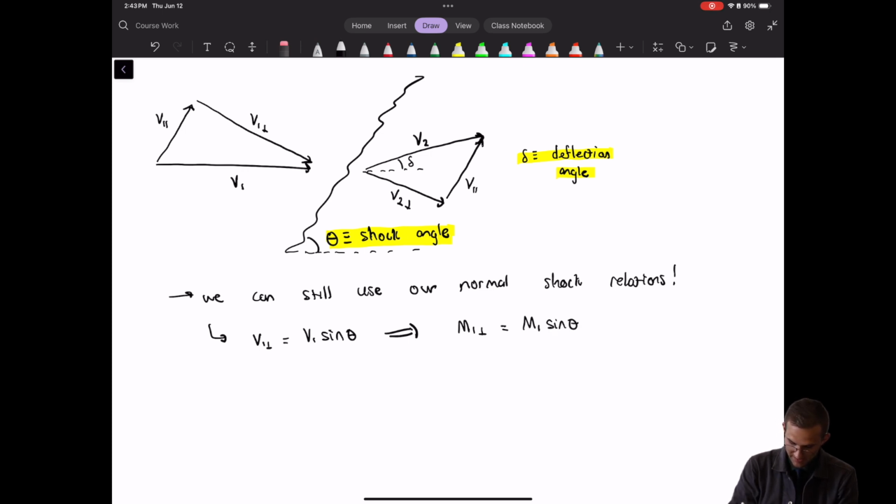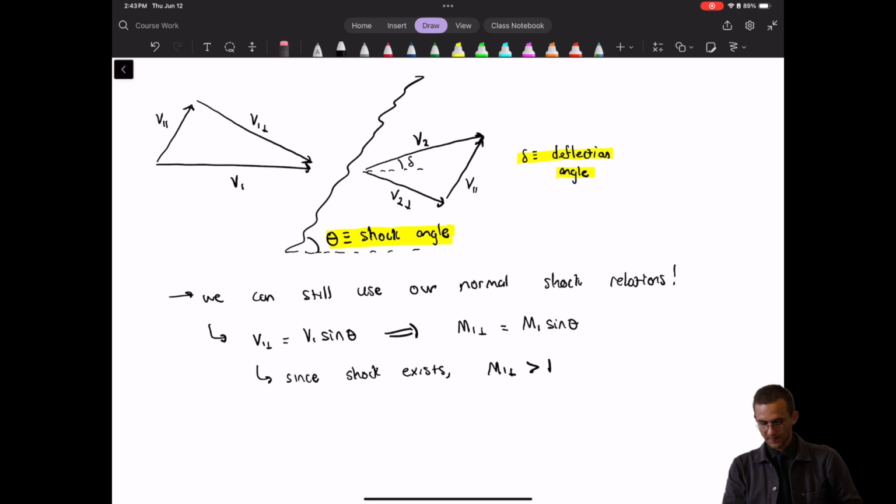Okay. And then because the shock exists, we know that M1 perp must be greater than 1. And then that just becomes our upstream Mach number that we use for the tables.